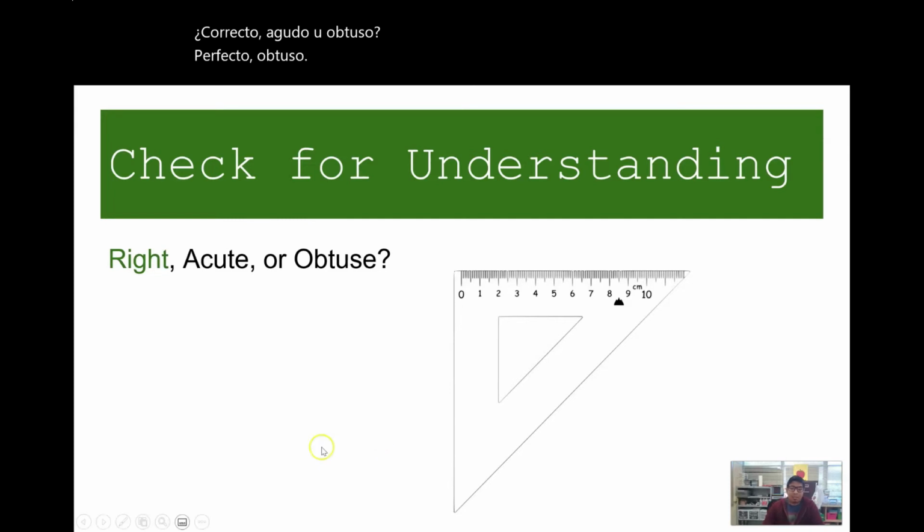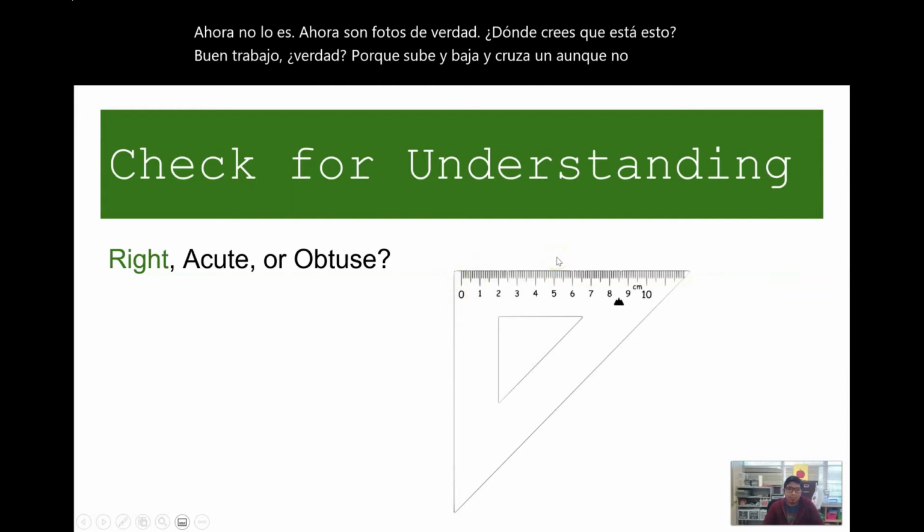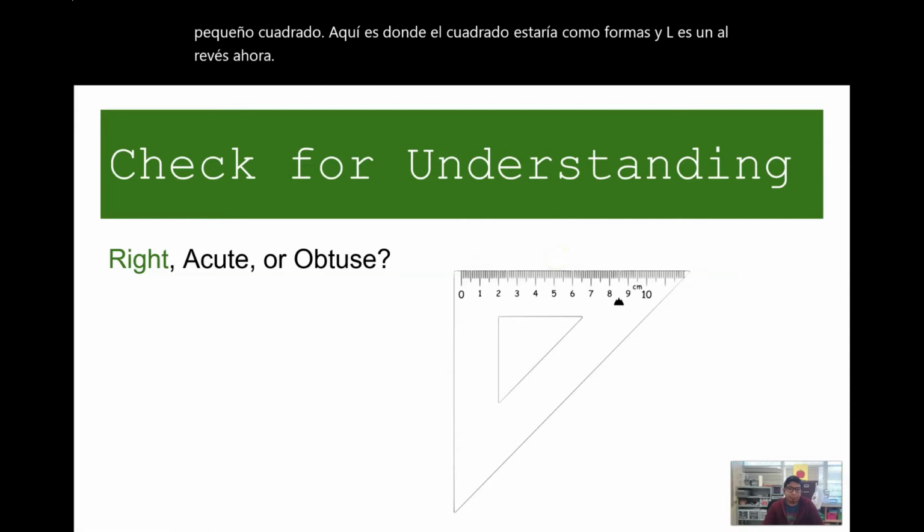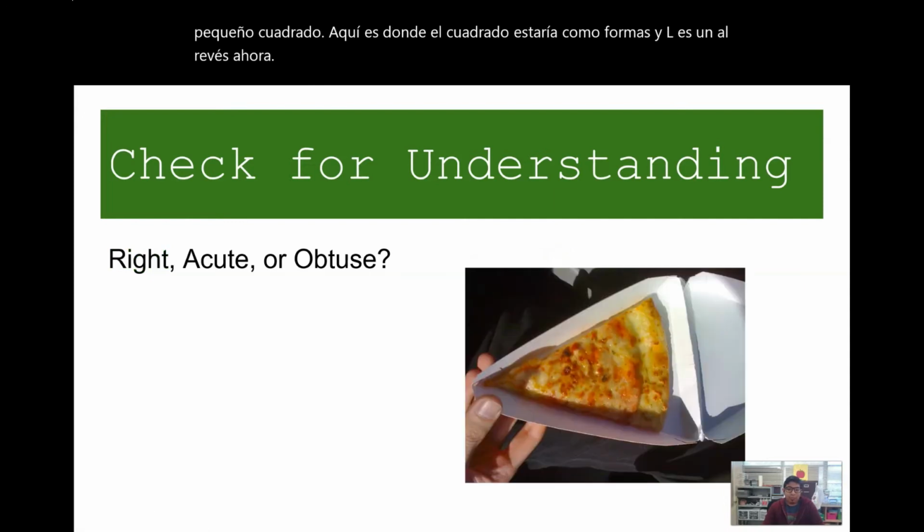Good job, right, because it goes up and down and across. And even though it doesn't have the little square, this is where the square would be. It forms an L. It's an upside down L. Ooh, what do you think this is?